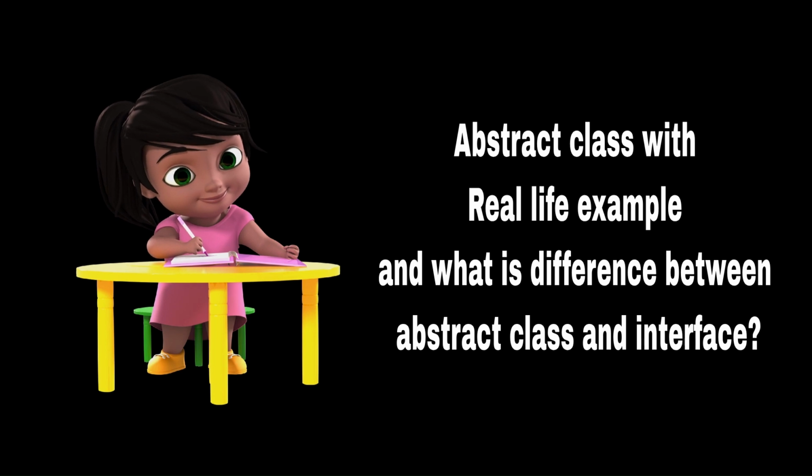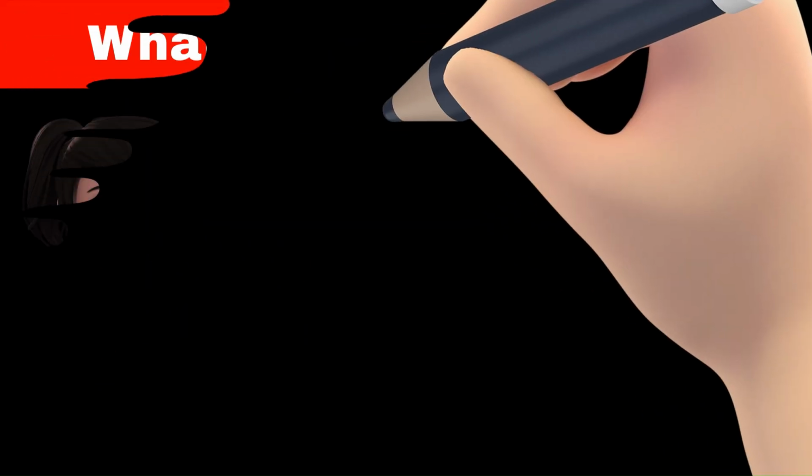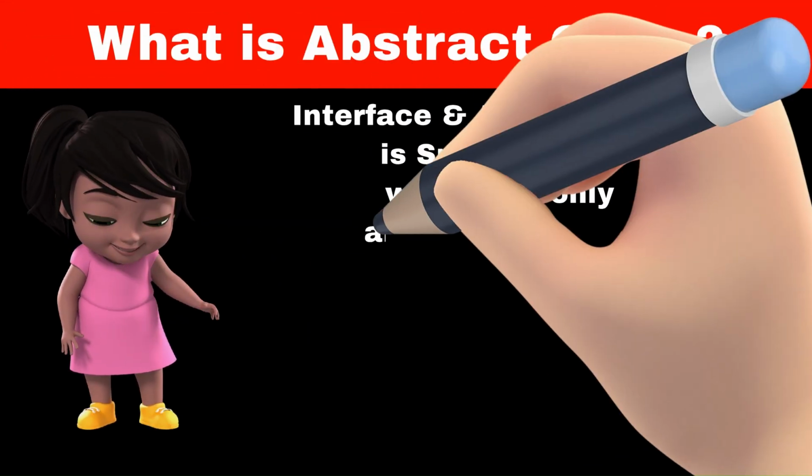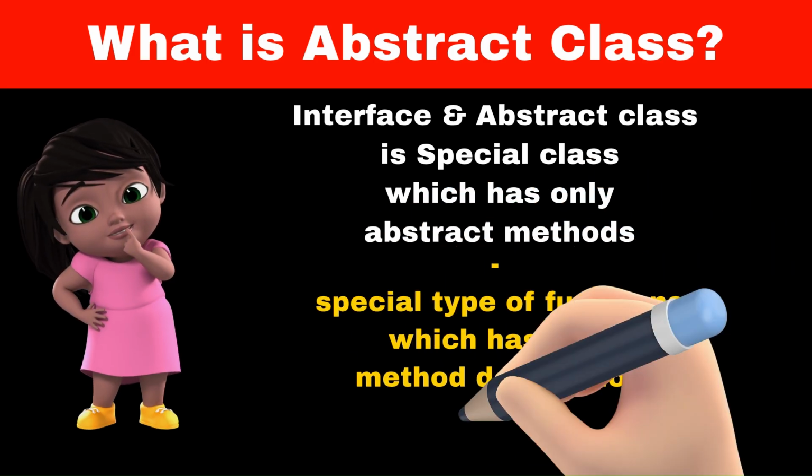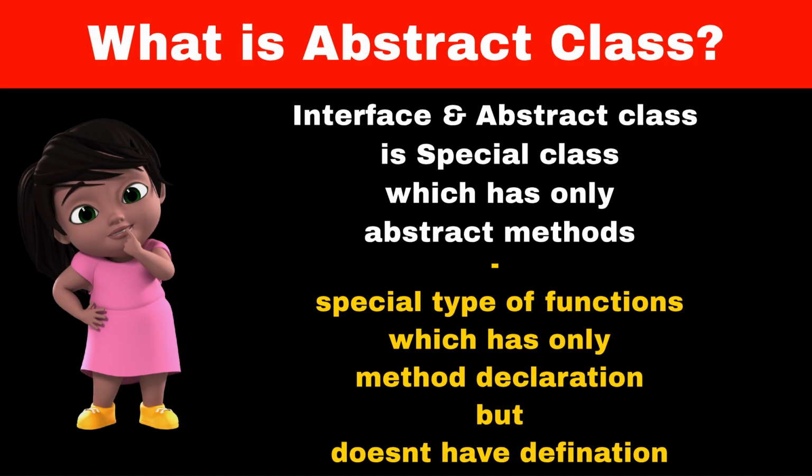Hello everyone. In this video, we will learn about abstract class and the difference between abstract class and interface. Abstract class and interface both are special types of classes which have abstract methods. An abstract method is a special method which has only a method declaration but doesn't have a method definition.